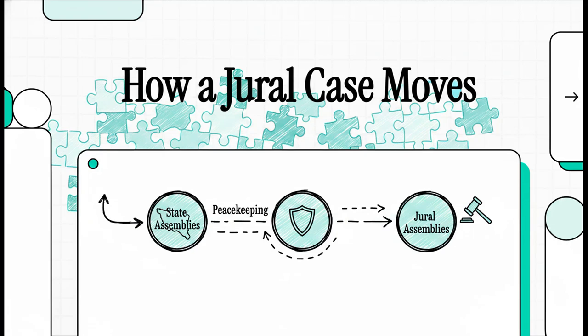All right, let's get right into this explainer. Today, we're taking a step-by-step walk through the chronological roadmap of a Jural case. If you already know your way around state assemblies, peacekeeping, and Jural assemblies, well, you've got all the puzzle pieces. Now, we're going to see exactly how they snap together. We are looking at the complete end-to-end process of how a real case actually flows through this entire framework.